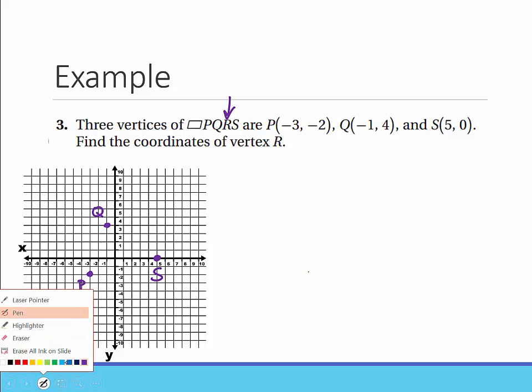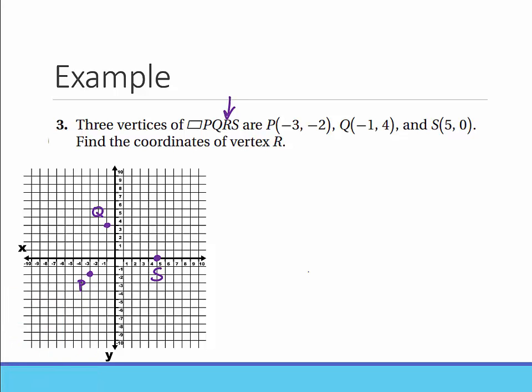So think back to what you know about parallel lines. They have the same slope. So this is technically a line right here that goes through QP. I need to find a similar line over here that goes through S and somewhere up here connects that R that we're missing. So what we're going to do is find the slope of this.